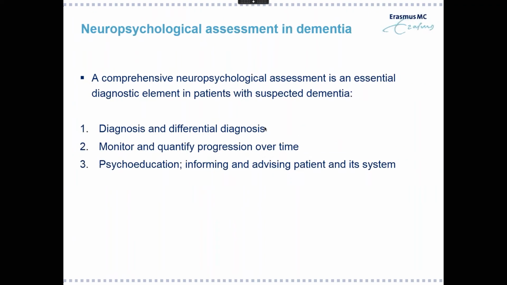An extensive or comprehensive neuropsychological assessment is an essential diagnostic element when it comes to dementia diagnosis. It can aid in diagnosis and differential diagnosis, but also help in monitoring and quantify cognitive and behavioral changes over time. And lastly, it can aid in psychoeducation, as in informing and advising the patient and their system about how cognitive changes relate to the daily functioning of the patient.